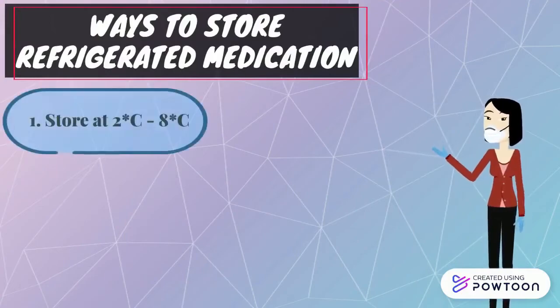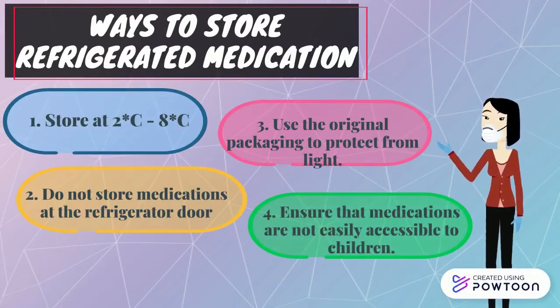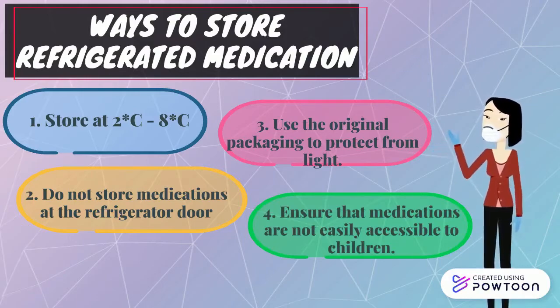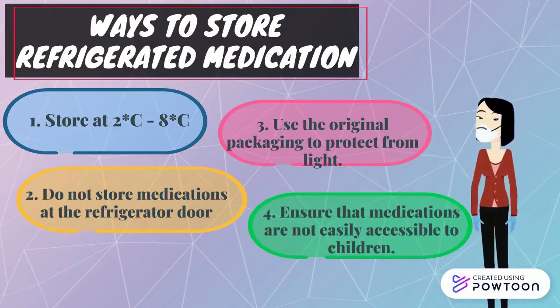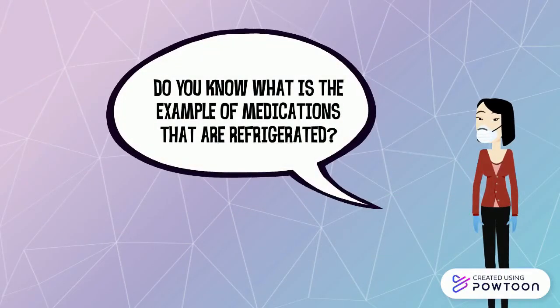Ways to store refrigerated medication. First, store at 2 to 8 degrees Celsius. Second, do not store medications at the refrigerator door. Third, use the original packaging to protect from light. And fourth, ensure that medications are not easily accessible to children.